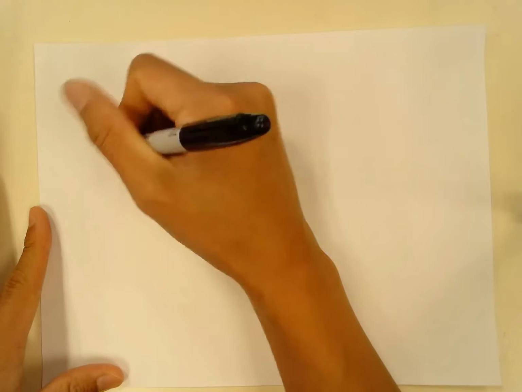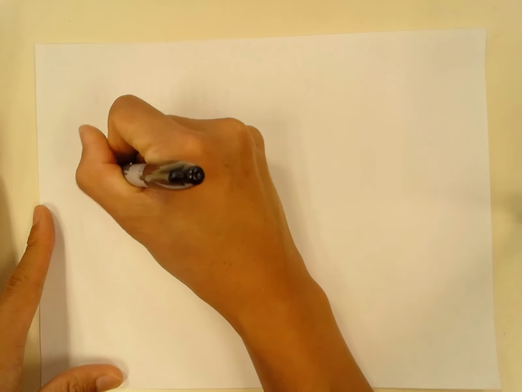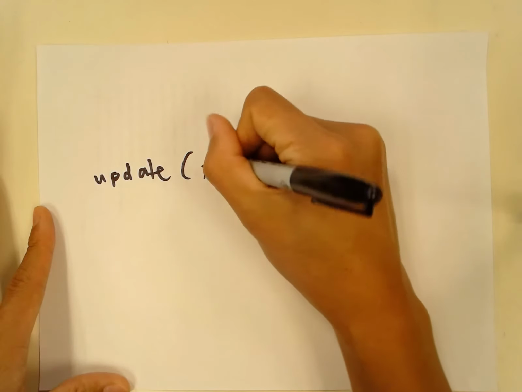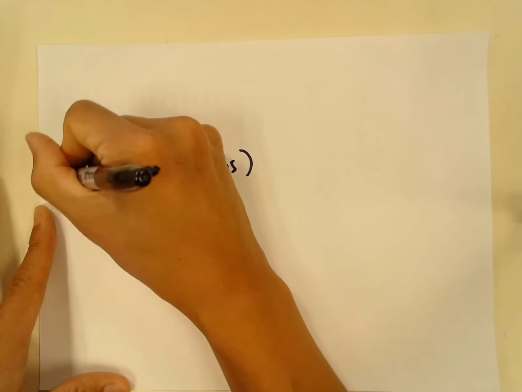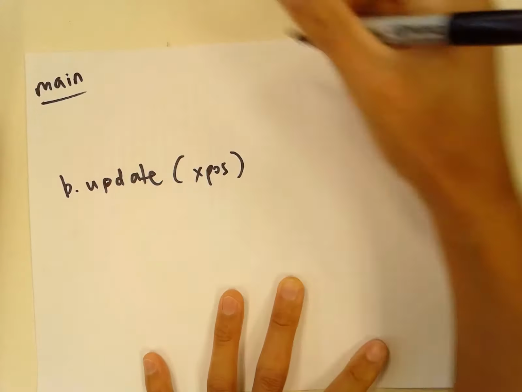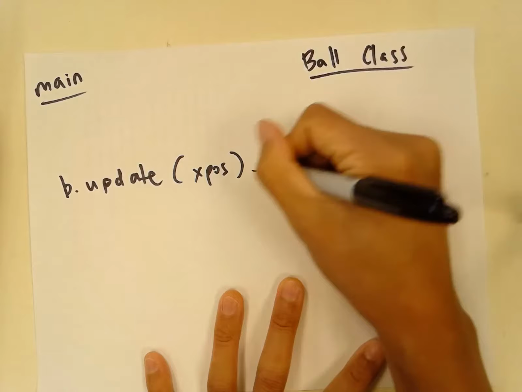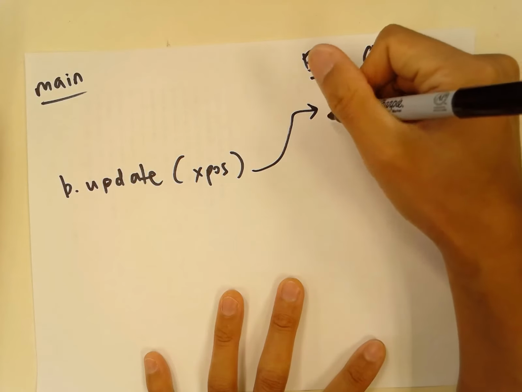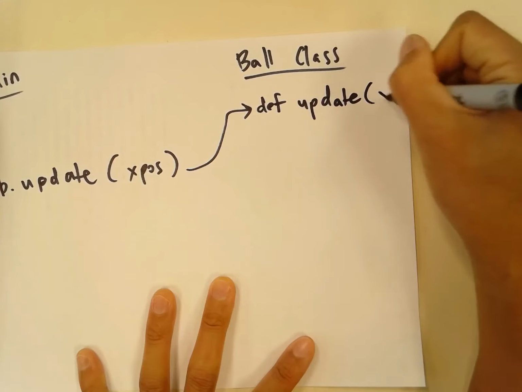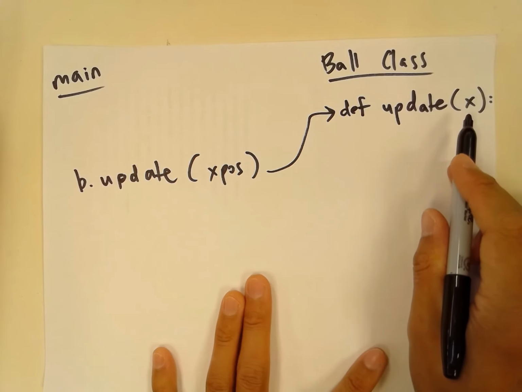Right, so let's say we're here in main and we have a function called maybe update, and we pass it a variable, maybe xpos. So let's say like b.update. Then what this is going to do, so let's say this is main, it's going to go to the ball class, and the ball class is going to run its def update, and it's going to receive an x parameter, right?